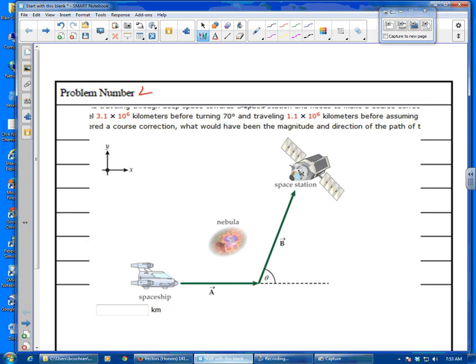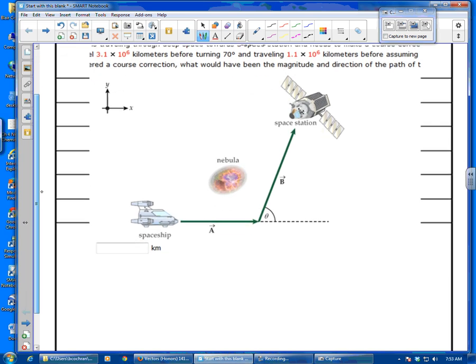This is number 4. And nicely, A and B are already arranged tip to tail. So the tail of A to the tip of B will be my resultant. Let's call it vector C, and C is my displacement. Remember, displacement by definition is how far I am from where I started and in what direction. I start at the tail of A, I finish at the tip of B, and so my displacement is the vector sum of A plus B, which equals C.